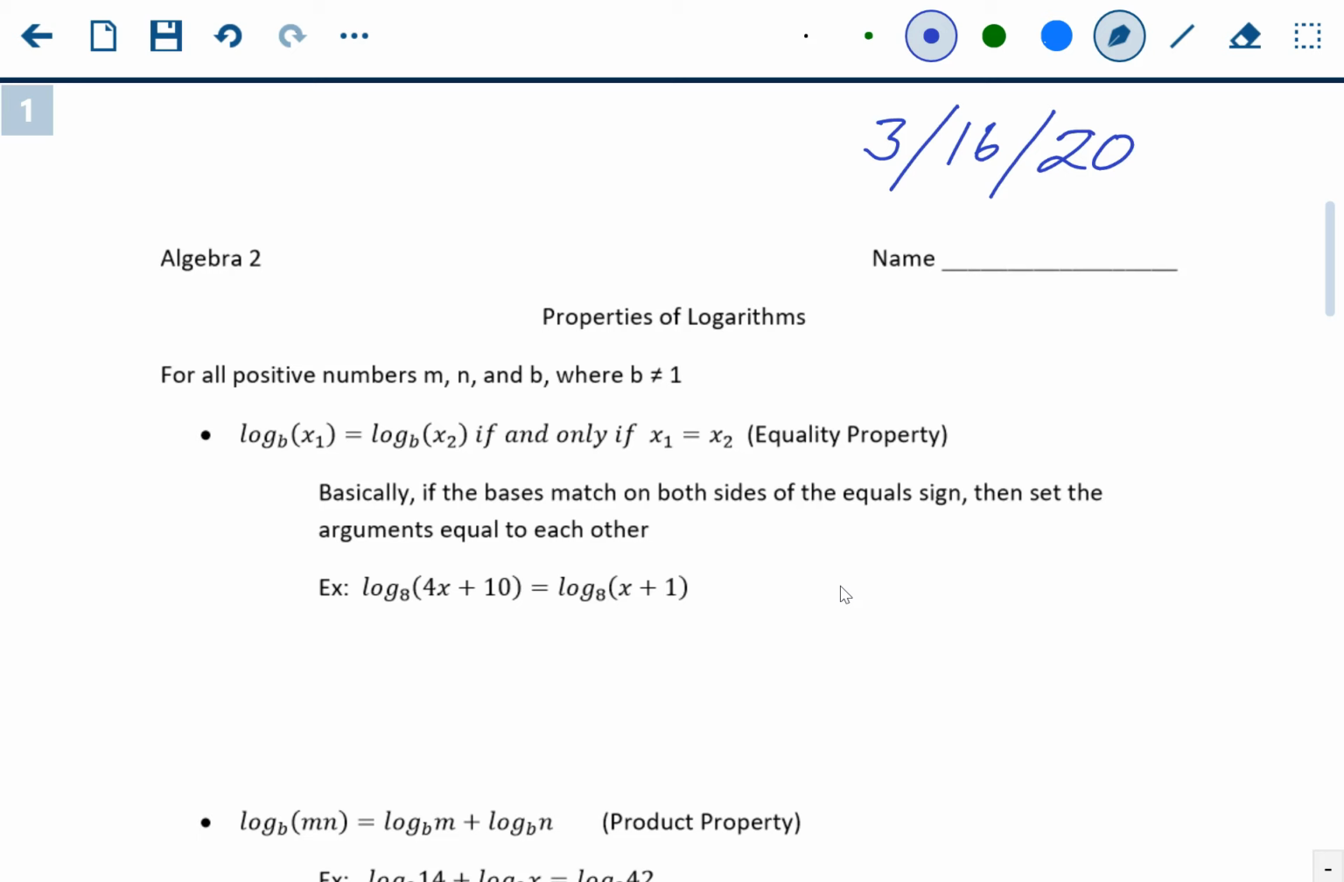Alright guys, quarantine day one. You guys are my first, this is my test. Okay, you guys are going to be first. We're going to keep it short.